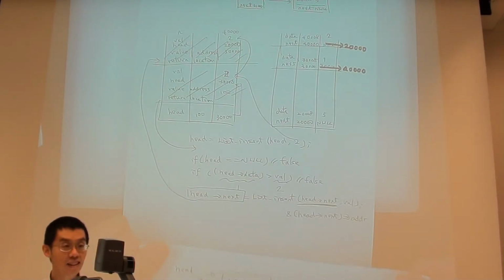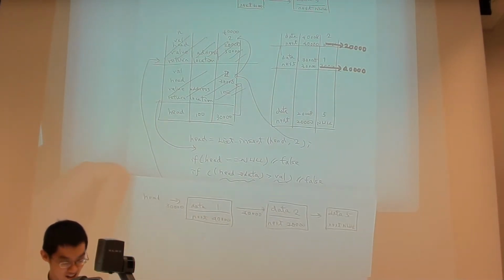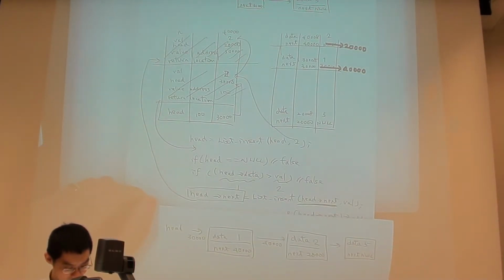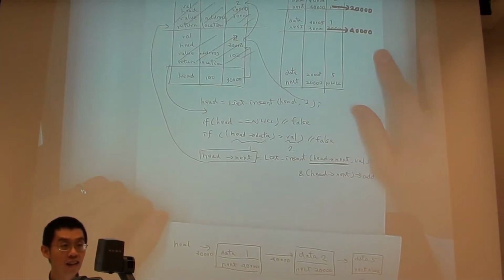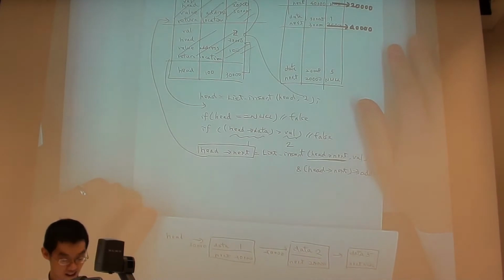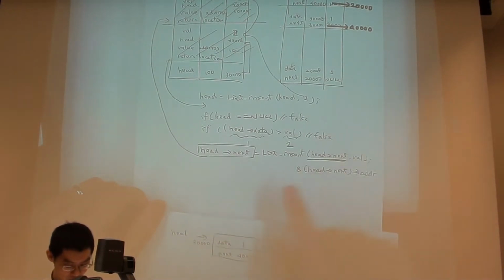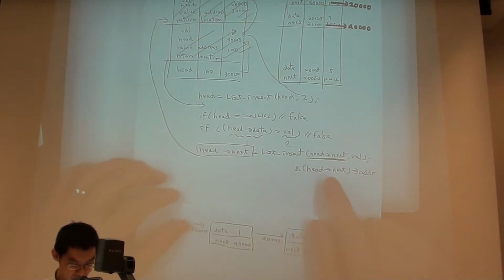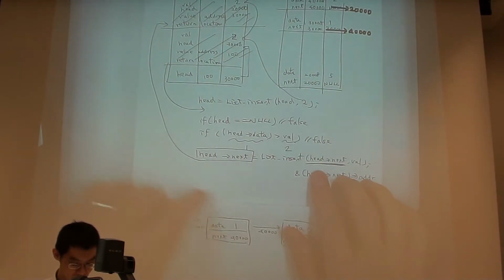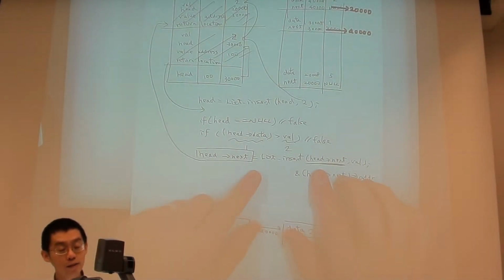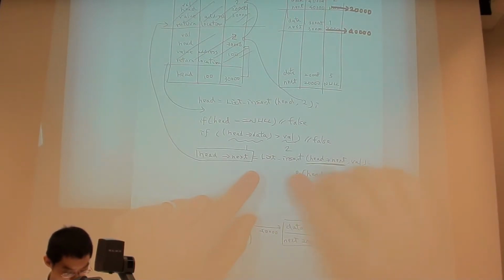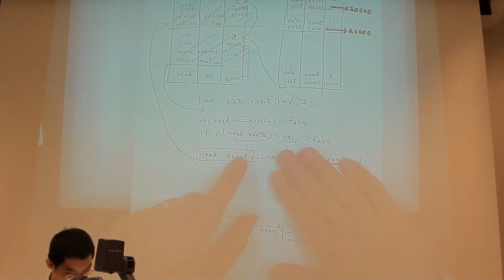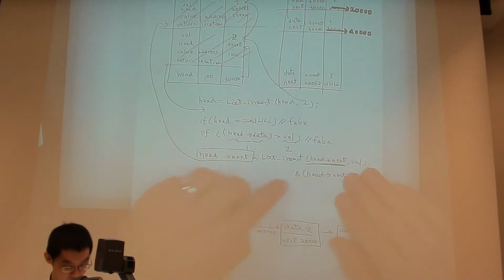Can you explain again why that head next is pointing to... Which line? The head next equals to list insert? You mean this one? Yeah. Why is it pointing to 30,000? Say that again? Why the value of head next is 30,000? You mean the left side or the right side? The left side.